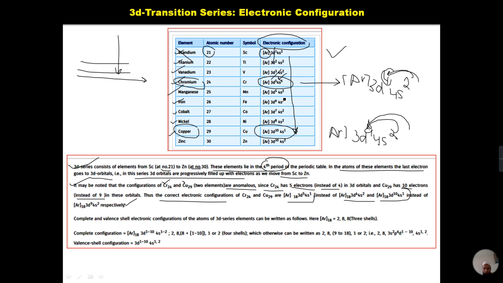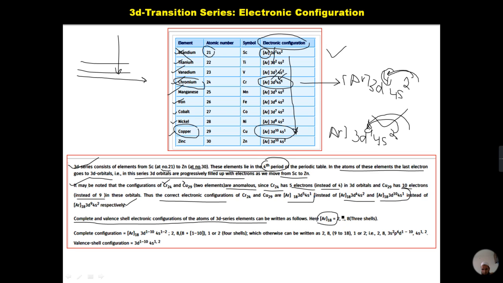Fine. Now this is a very important question. Let's move to the next point. The complete and valence electronic configuration of the 3d elements can be written as follows. So how can we write it? Argon 18.